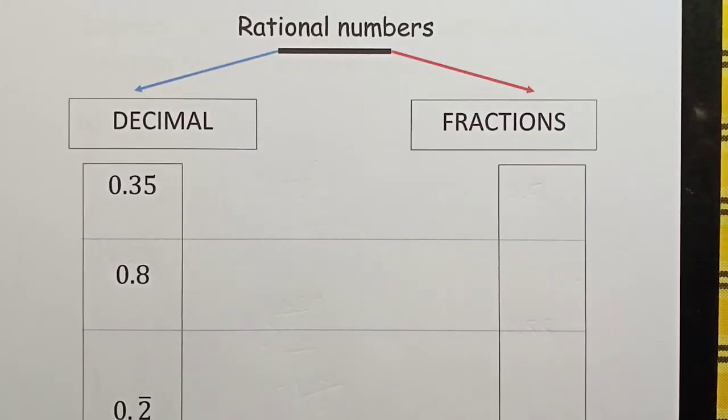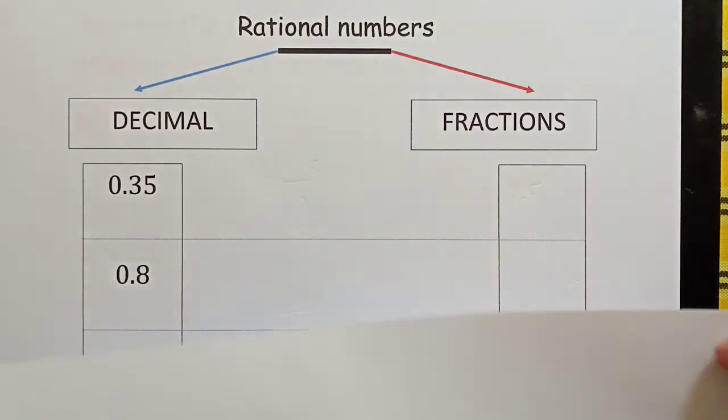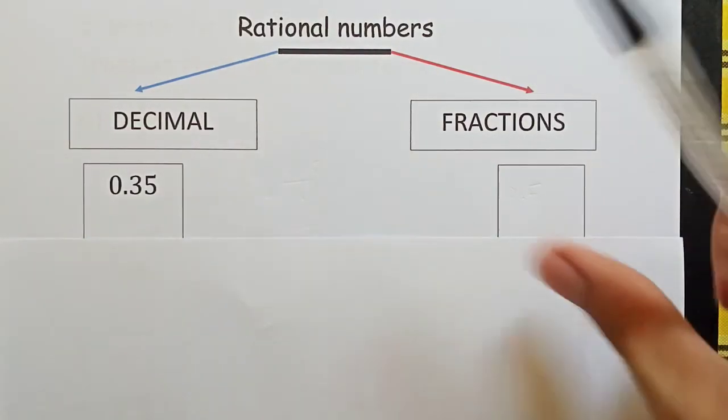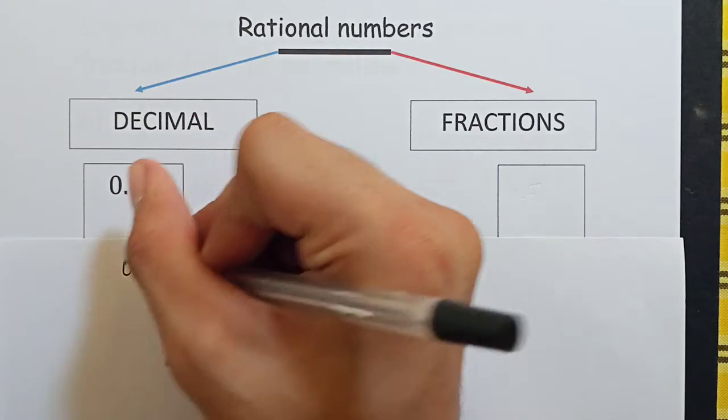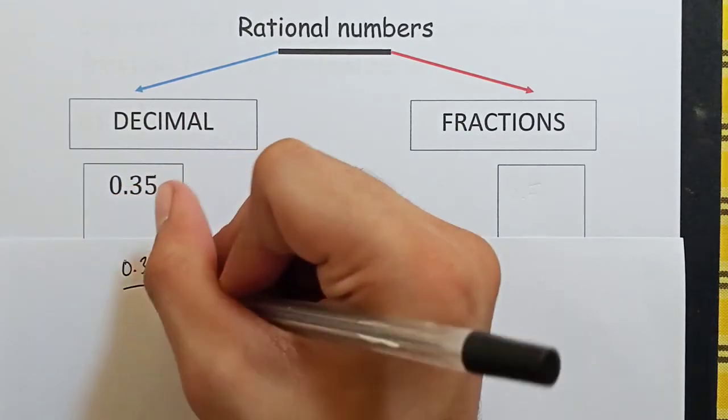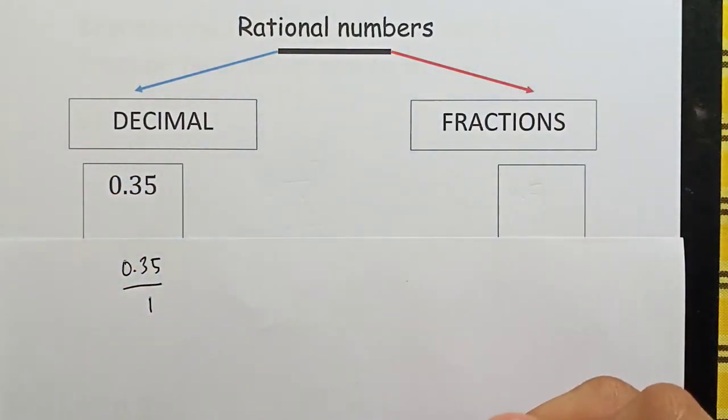Next, vice versa naman, decimal to fraction. We have 0.35 to start off. So, paano naman dito? Alam naman natin na si 0.35 can be represented as 0.35 over 1 because any number divided by 1 is still the given number.